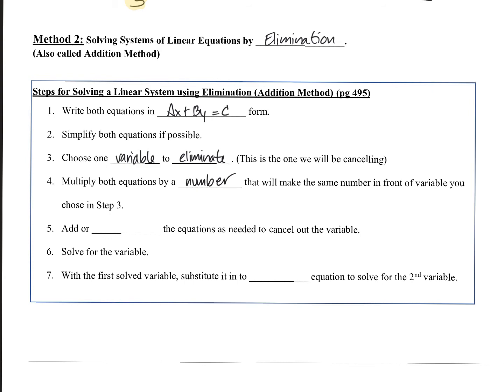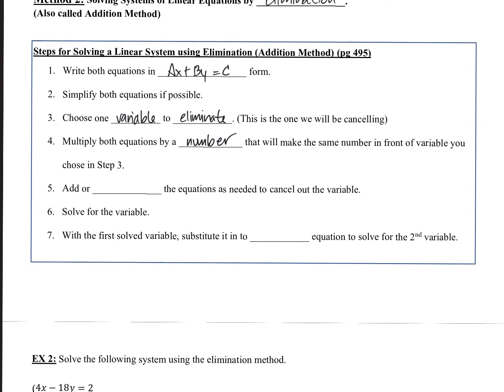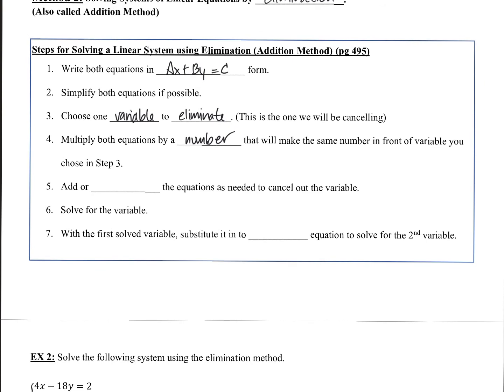If these steps are getting a little too much, just go ahead, hang in there until we get to the actual problem. Normally, a sample or an example helps me understand these better. Step 5. Add or subtract the equations as needed to cancel out the variable. Step 6. Solve for the variable. And notice, this is the first variable we've solved for. We still need to solve for one more. With the first solved variable, substitute it into the second equation to solve for the second variable.